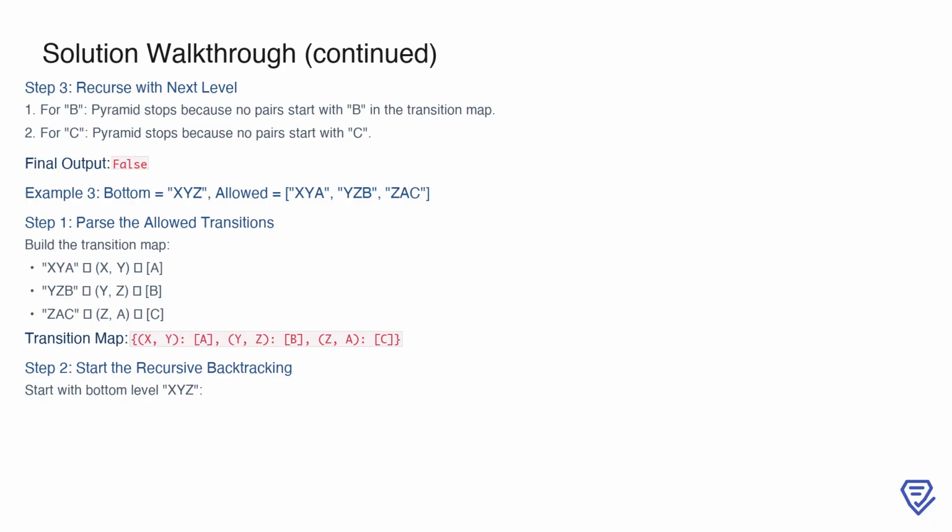In the third example, the bottom level is XYZ, and the allowed triplets are XYA, YZB, and ZAC. Parsing these transitions, we map X, Y to A, Y, Z to B, and Z, A to C. This results in the transition map X, Y, A, Y, Z, B, Z, A, C. Starting with the bottom level XYZ, we begin constructing the next level.